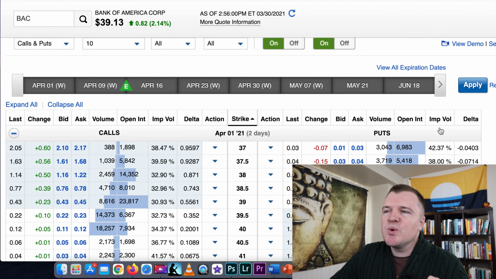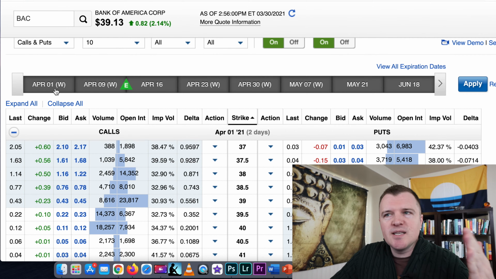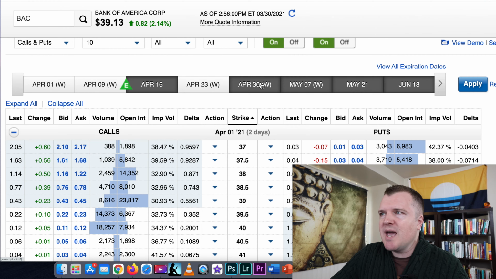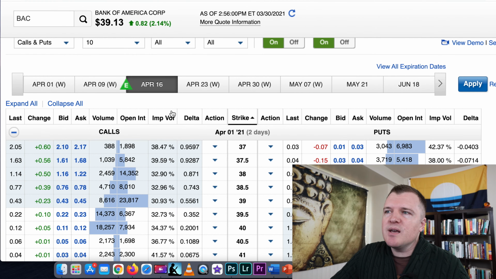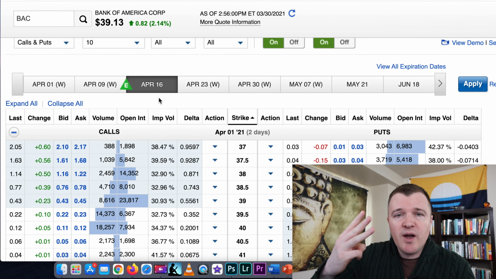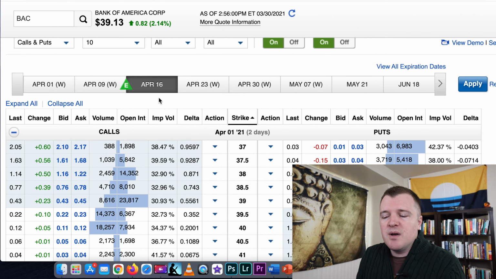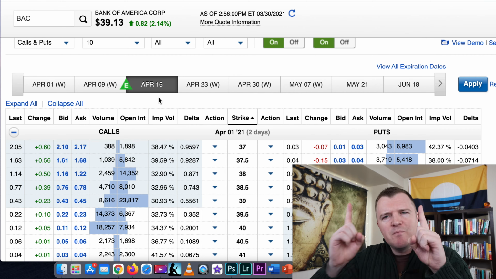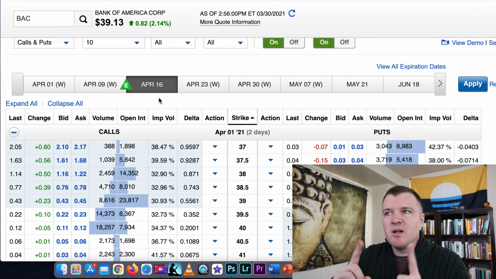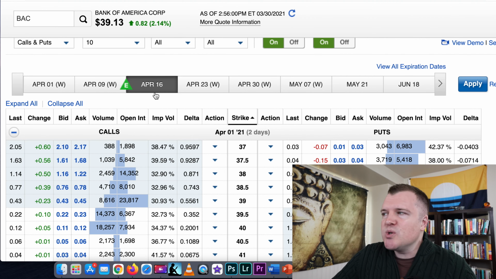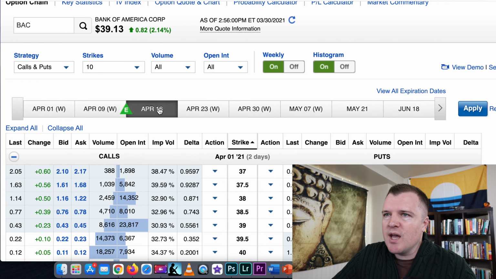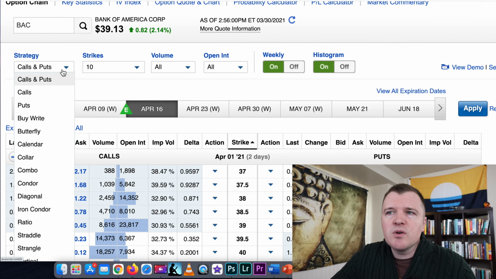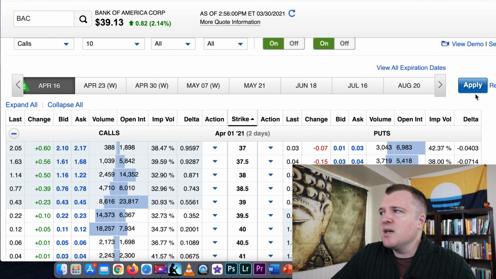So first thing we want to do is select an expiration date. And it's going to default show you the closest 8 or so. So I'm going to deselect everything except April 16th. The reason why is because April 16th is the third Friday of the month, and the third Friday of the month always has the most liquidity, the most people buying and selling option trades, so the bid-ask price difference will be the smallest. So April 16th is about 2 weeks from now, so we're going to go ahead and do April 16th. And since we're selling a covered call, we don't need to look at the puts, so I'll go ahead and switch this to just calls, and I'll hit apply.